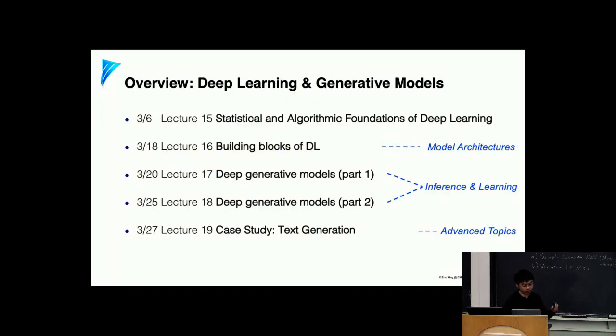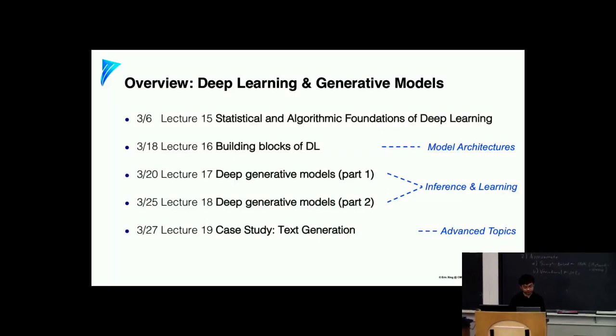In today's lecture, we will see more such deep generative models and some interesting topics involving combining domain knowledge with neural networks. And in the next lecture, we'll see a case study in terms of text generation. We'll see how these models can be applied in this specific domain to generate a sentence or generate a dialogue.